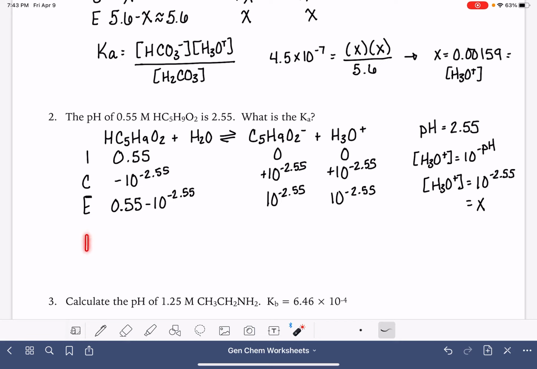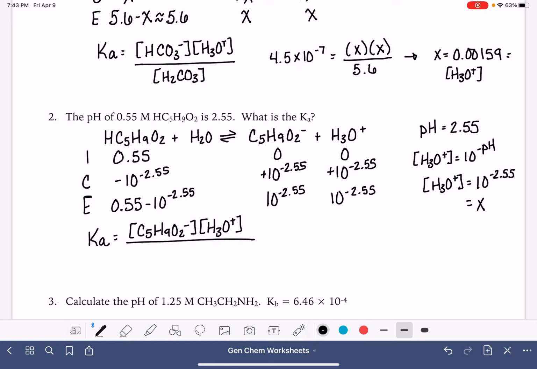Now remember, we're being asked to calculate the value of Ka. So we want to set up our equilibrium expression, C5H9O2 minus times H3O plus over our reactant HC5H9O2. Remember, we leave out water because it's a pure liquid. And then let's plug in what we have.